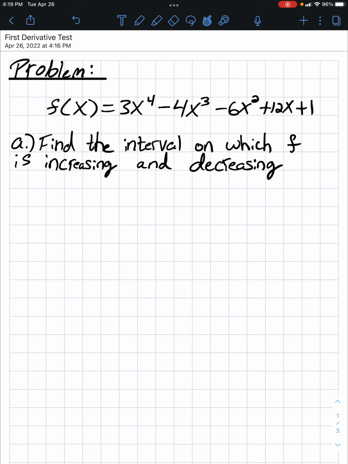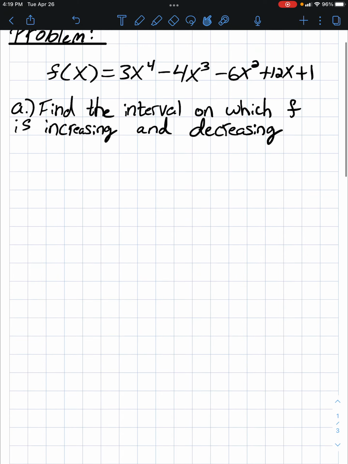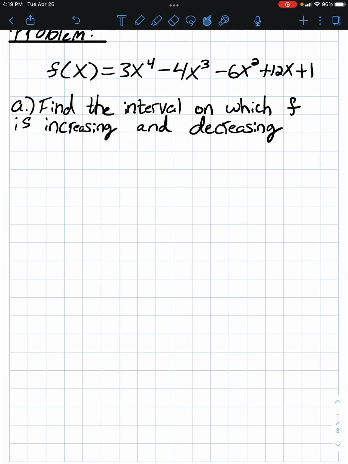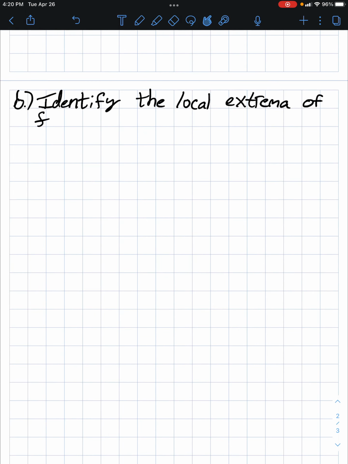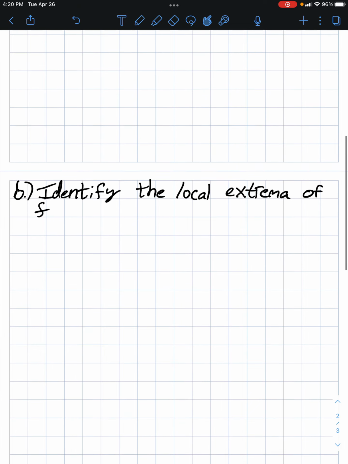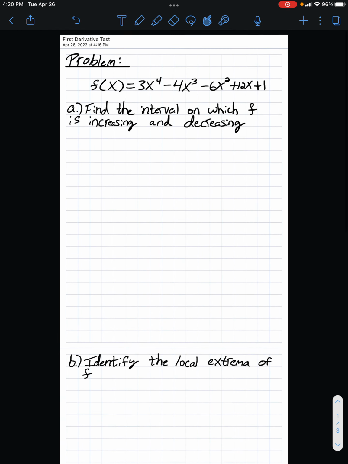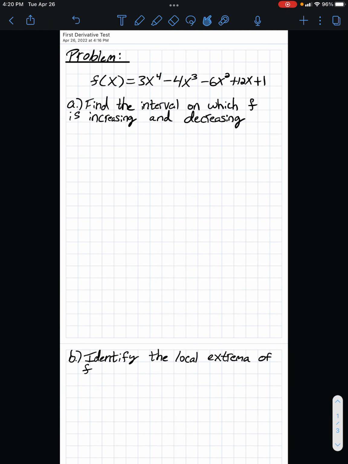Today, we're going to be working over a first derivative test problem. The problem: f of x is equal to 3x to the fourth minus 4x to the third minus 6x squared plus 12x plus 1. In part A, we'll have to find the interval on which f is increasing and decreasing. And in part B, we're going to have to identify the local extrema of f. Now pause this video, take a few minutes, and solve this problem.